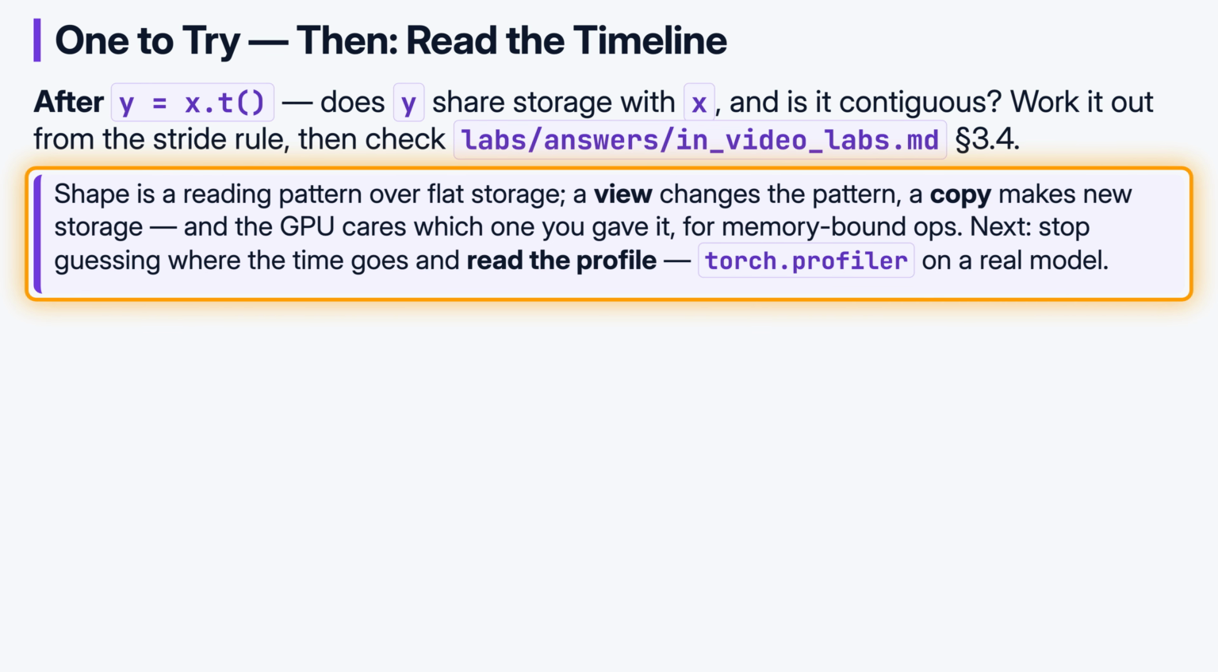So shape is a reading pattern over flat storage. A view changes the pattern, a copy makes new storage. The GPU cares which one you gave it for memory-bound ops. Next, stop guessing where the time goes. Read the profile with Torch Profiler on a real model.